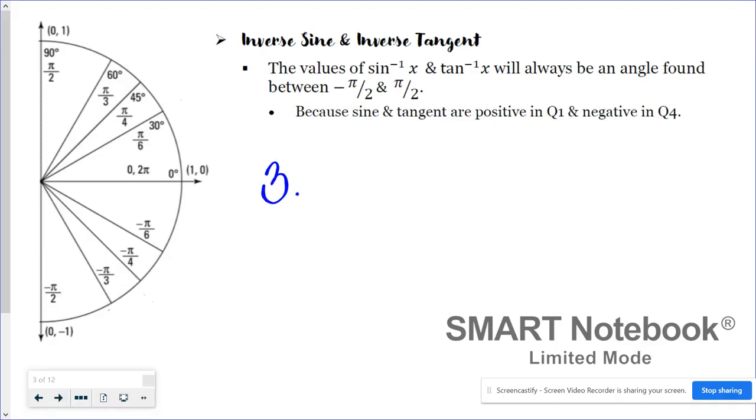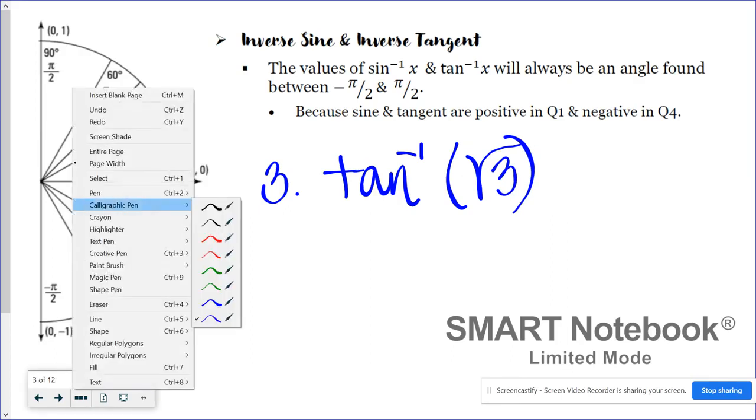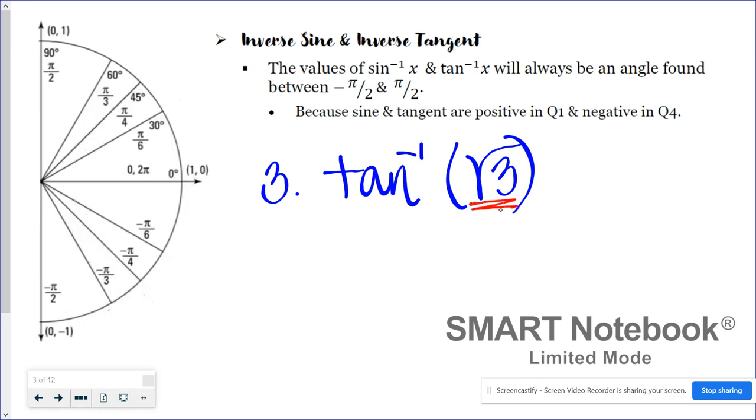And number 3 says inverse tangent of the square root of 3. So when it comes to what quadrant I'm in, well, it's inverse tangent of a positive number. So if it's a positive number, that means I'm in quadrant 1. And I can even sketch for myself what that would look like.